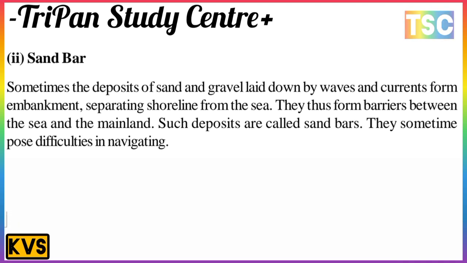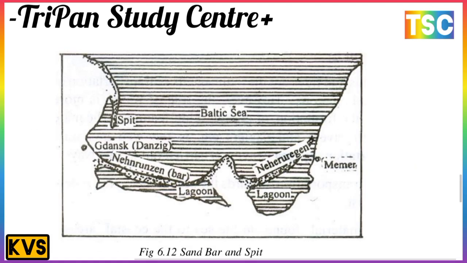Next, the sandbar. Sometimes the deposits of sand and gravel laid down by waves and currents form an embankment separating the shoreline from the sea. They are thus barriers between the sea and the mainland. Such deposits are called sandbars. They sometimes pose difficulty in navigation. Here is a diagram of a sandbar and spit, showing the Baltic Sea, the spit, the bar and the lagoon. The sandbar and the spit are most important here.